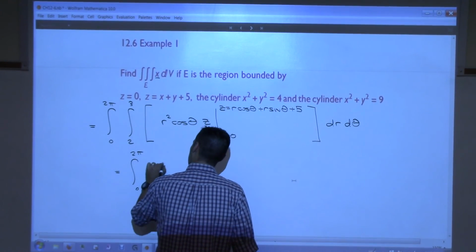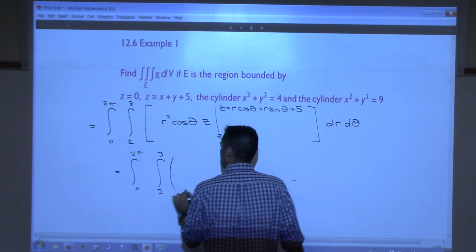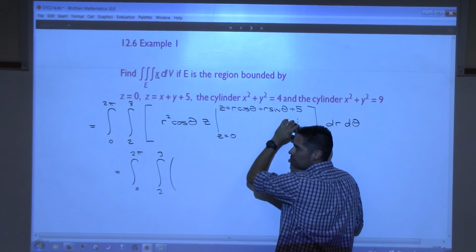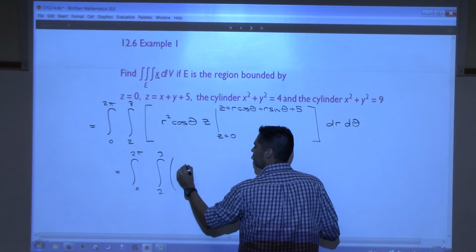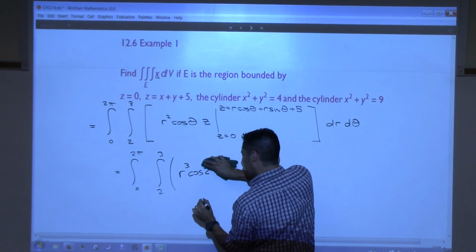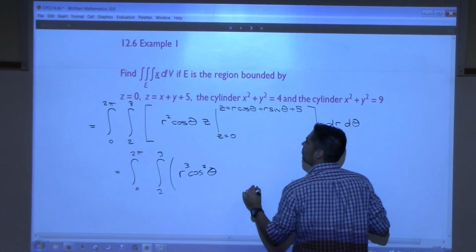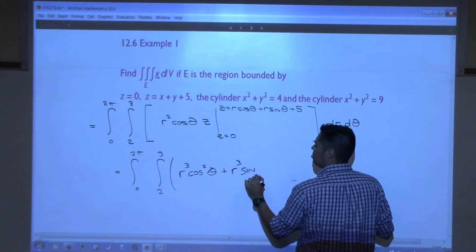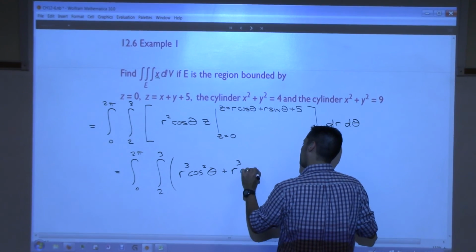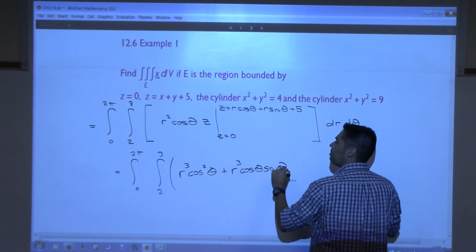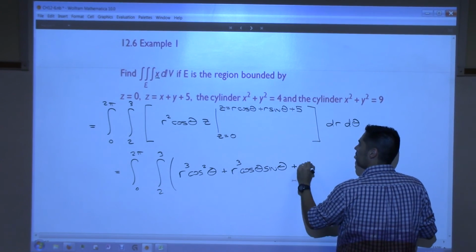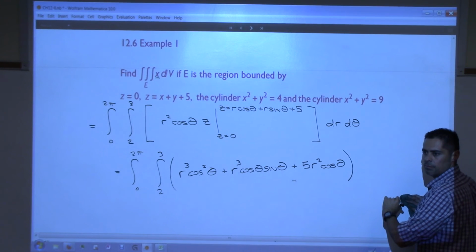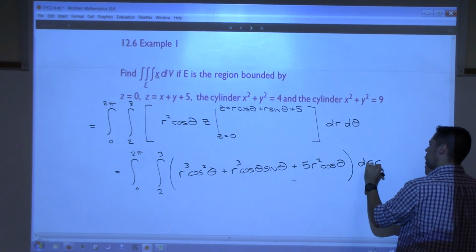0 to pi, 2 to 3. Let's see. When I do this, r squared cosine theta distributes to each of these. So I get r cubed cosine squared theta plus r cubed again, cosine theta sine theta. Am I doing this right? Last one, 5r squared cosine theta. That's it. dr d theta.